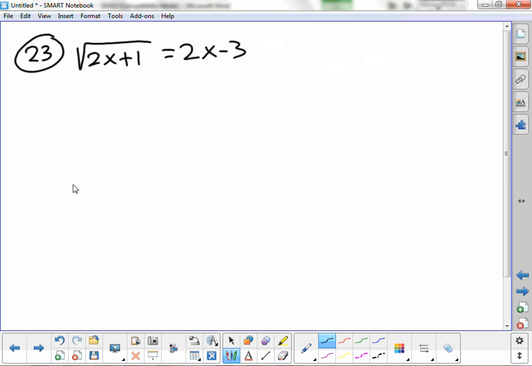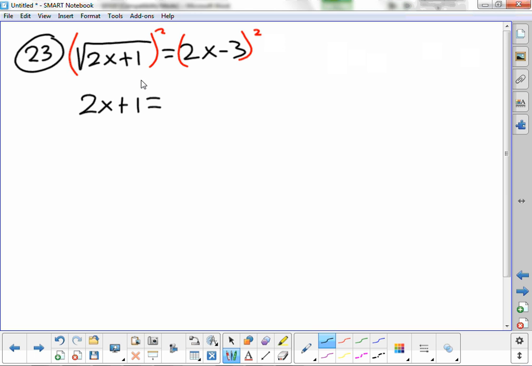Now, with this one, you have an entire side that is being square rooted. So what you need to do is get rid of this square root. It's already isolated. There's nothing on the outside, so it's a good idea to get rid of the square root right now by squaring both sides. So I'm going to take the left-hand side, square it, and the right-hand side, and square it. What that accomplishes is gets rid of the square root, so you get 2x plus 1.